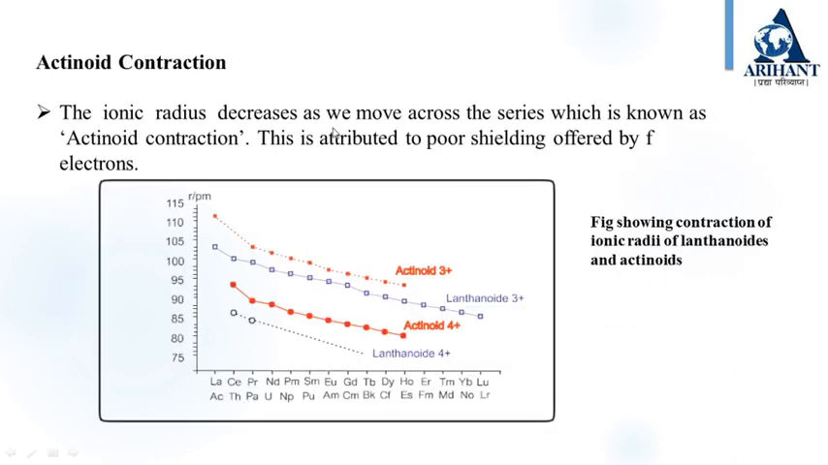Now we will see actinoid contraction. The ionic radii decrease as we move across the series, which is known as actinoid contraction. This is attributed to poor shielding offered by f electrons. The figure indicates the contraction of ionic radii of lanthanoids as well as actinoids.